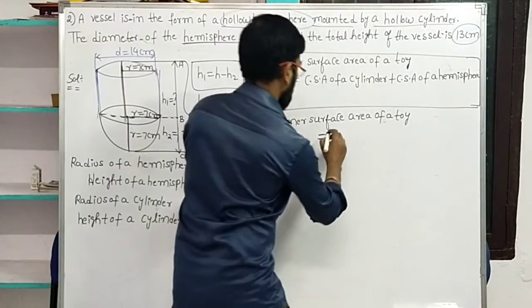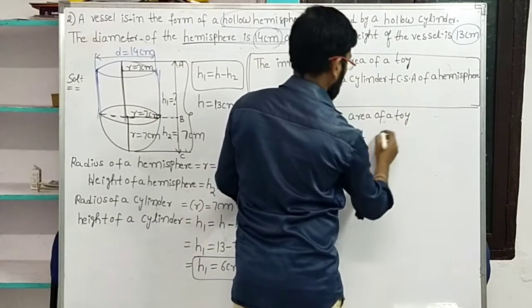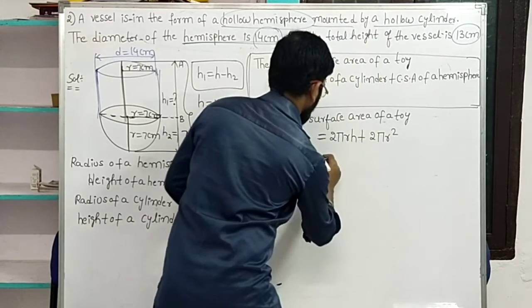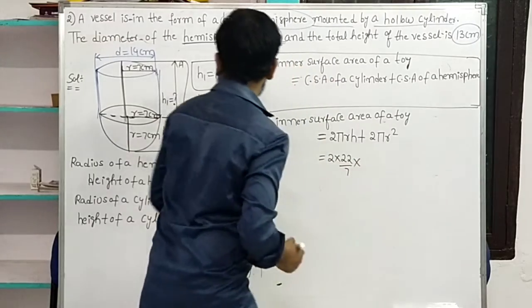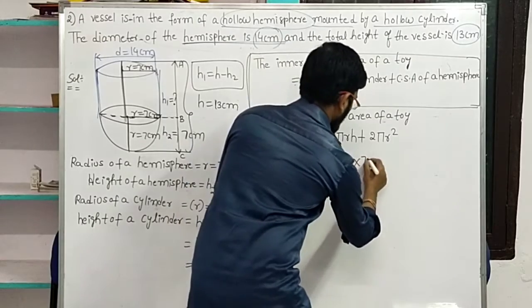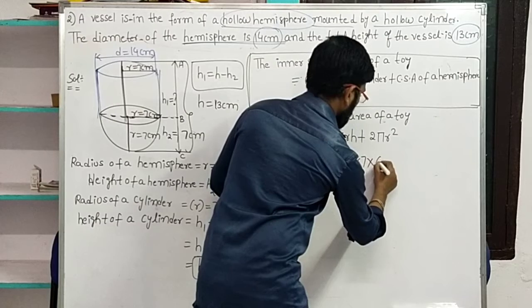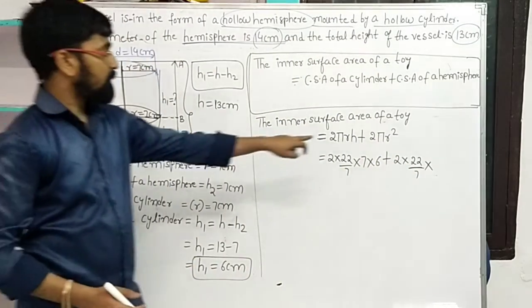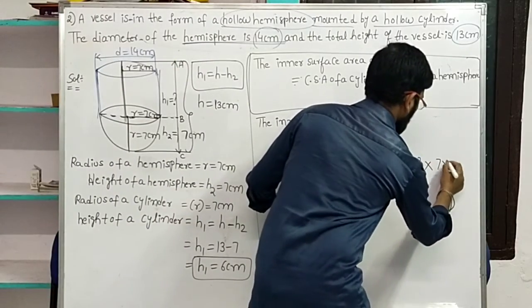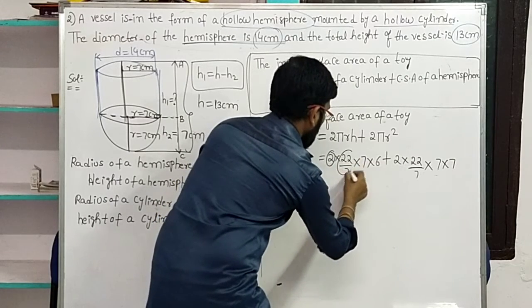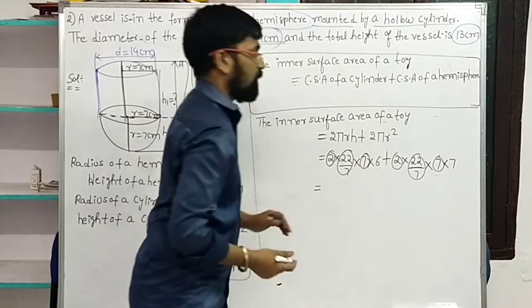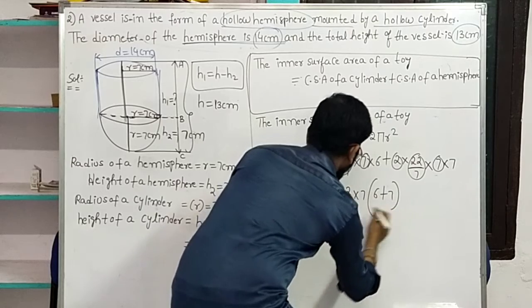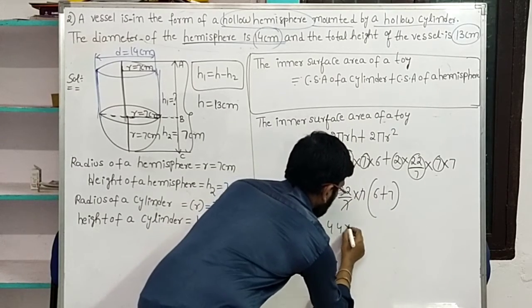What is the formula for the CSA of a cylinder? It is 2 pi r h. Plus the CSA of a hemisphere, 2 pi r squared. That is 2 into 22 by 7 into 7, the radius of the cylinder, into 6, the height of the cylinder, plus 2 into 22 by 7 into 7 into 7 for the hemisphere. Taking 2 into 22 by 7 into 7 common, we get 6 plus 7. The 7s cancel, leaving 44 into 13.